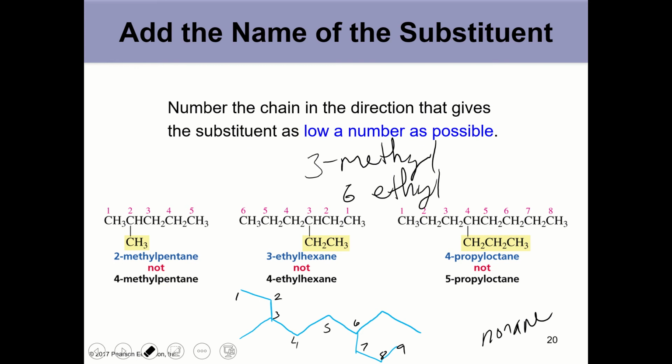And that was at 3-methyl and 6-ethyl. So carbon 1 is closest to the branch point.